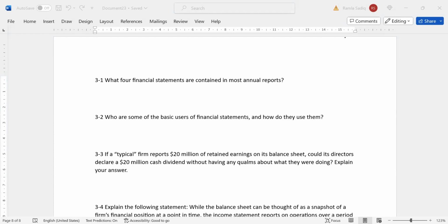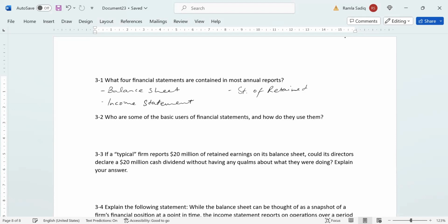The thing you need to know right off the bat is that the four financial statements contained in most annual reports are the balance sheet, the income statement, the statement of retained earnings, and lastly, the statement of cash flows. And these are the four financial statements that you're going to find in almost any annual report all over the world.